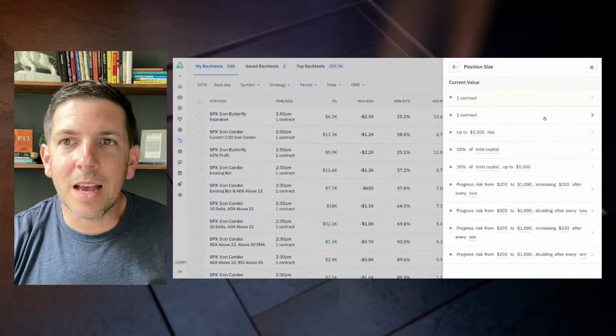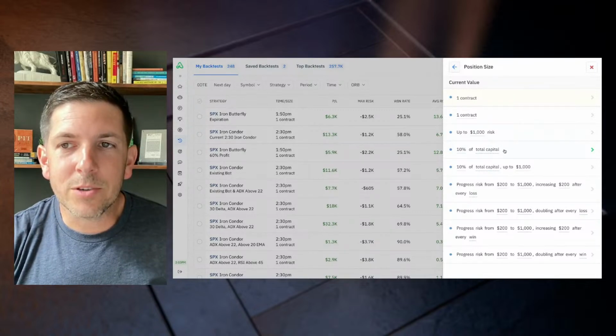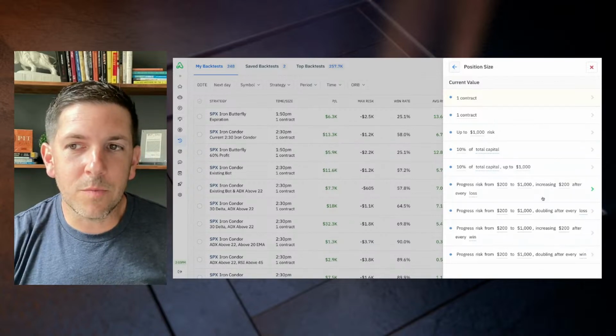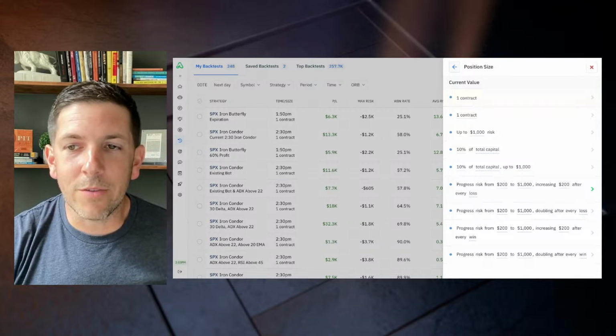It's very easy just to test a contract at a time. You can do up to a certain amount of risk, a percentage of capital up to a certain amount of risk. And then you can do all sorts of progressive betting strategies around this where you double or increase risk or decrease risk or whatever the case is.